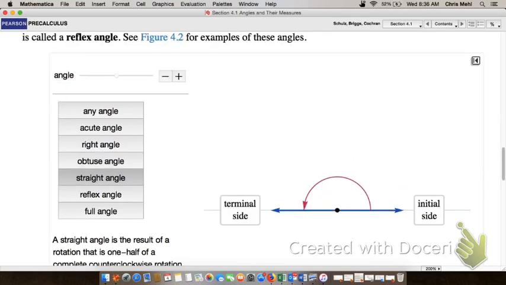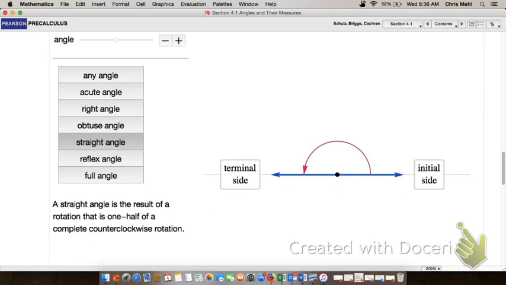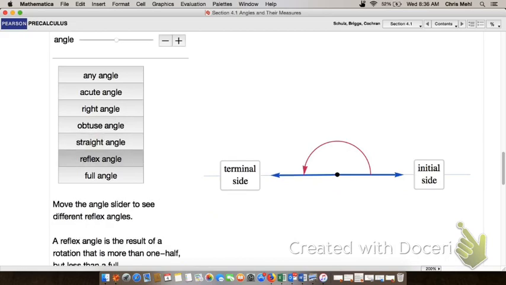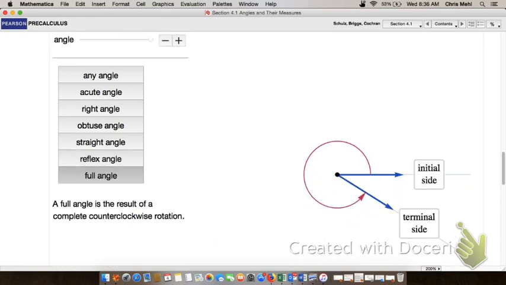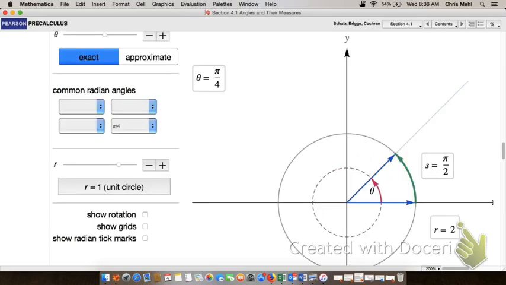You have what's called a straight angle. That's if you rotate half the way around. A reflex angle is one that's been rotated more than a half but less than a full rotation. And then a full angle is just rotating all the way around and landing back on your initial side. A full angle in terms of degrees is 360 degrees, and in terms of radians, a full angle is an angle of 2 pi.